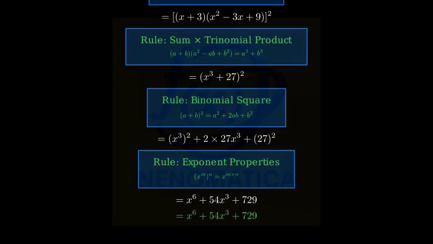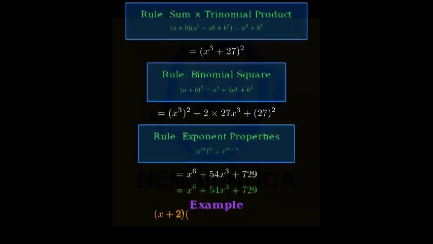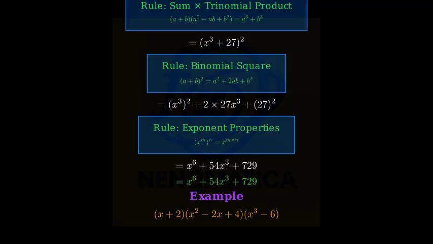Let's move to another example. We need to expand and simplify (x plus 2) times (x squared minus 2x plus 4) times (x cubed minus 6). Again, we'll start by rewriting the expression to better see what we're working with.